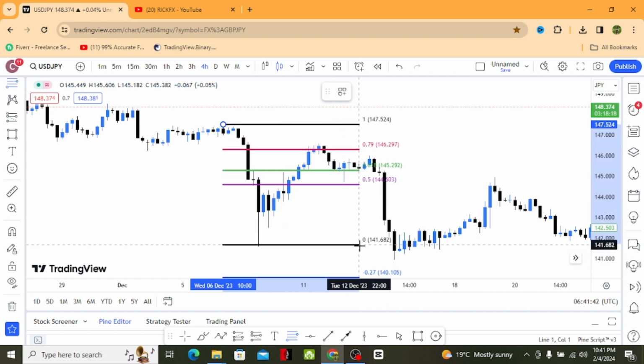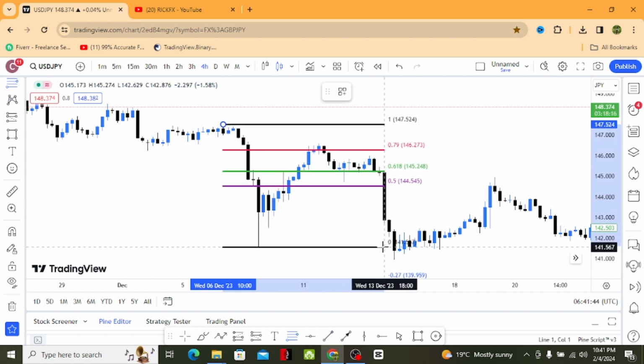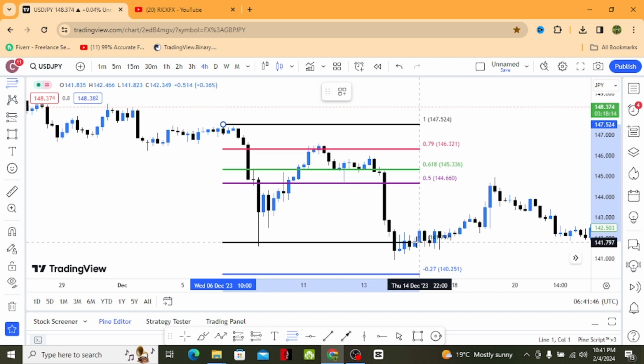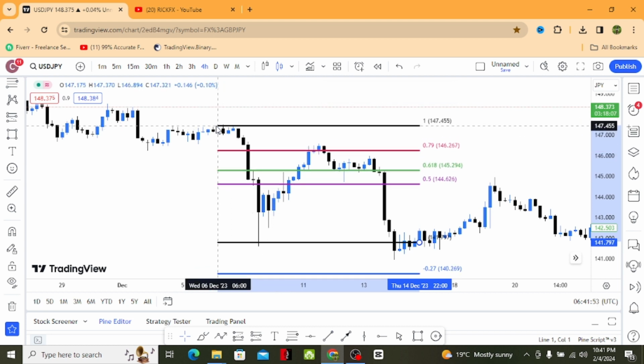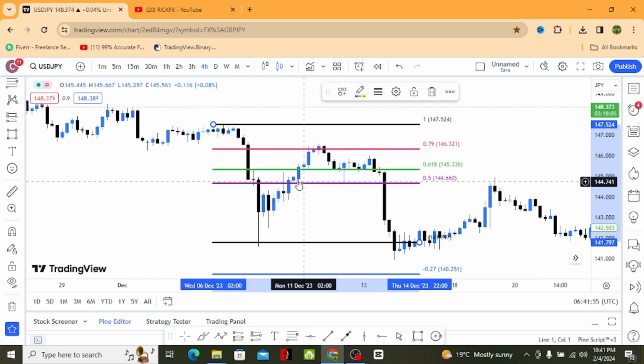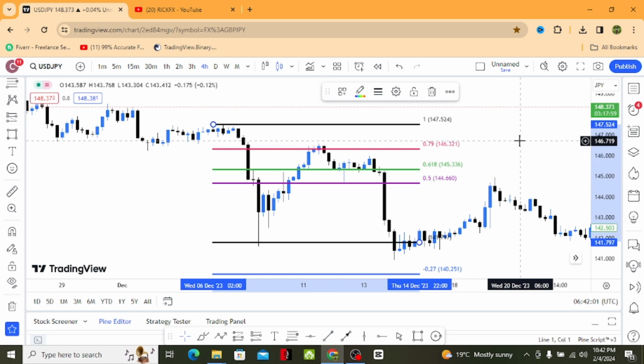You draw from the left to the right, which is from the high to the low, from the swing high to the swing low. Okay, as you can see, price got to 0.79% and started going down. Okay, that's the downtrend, how to take the trade.